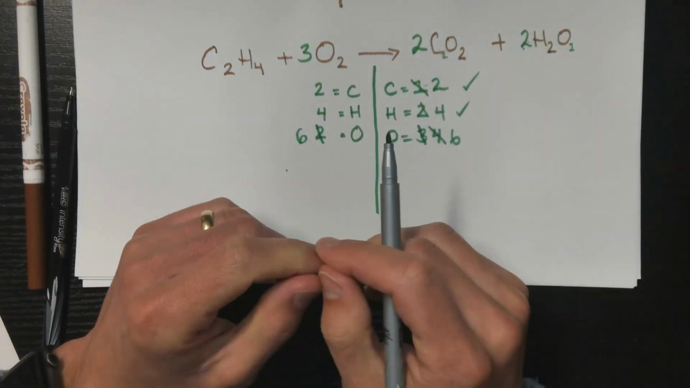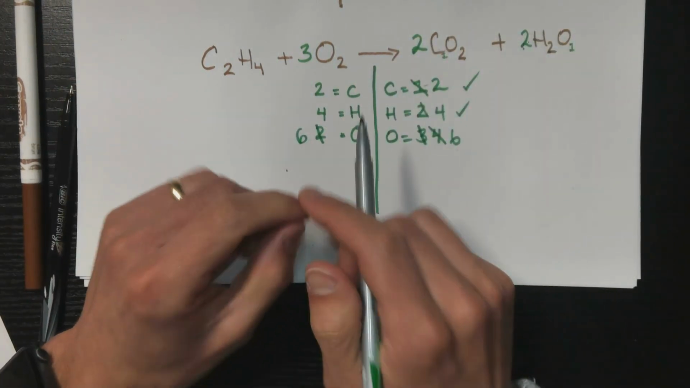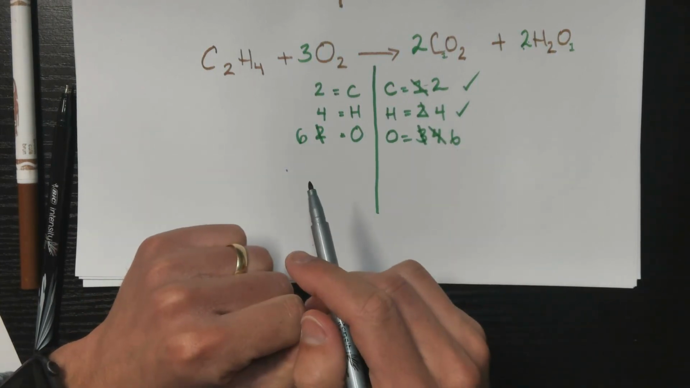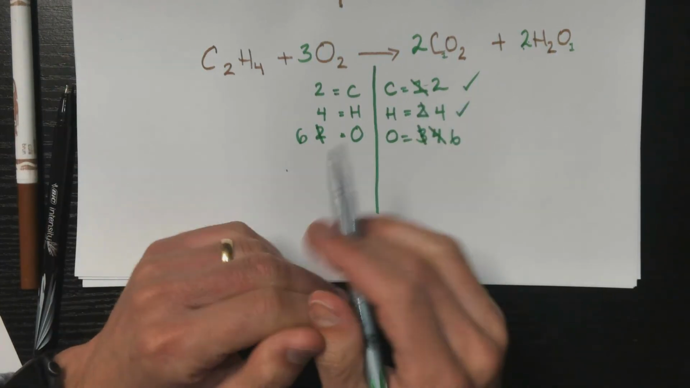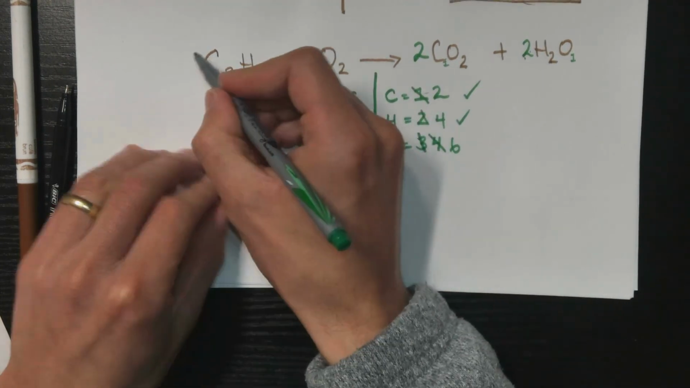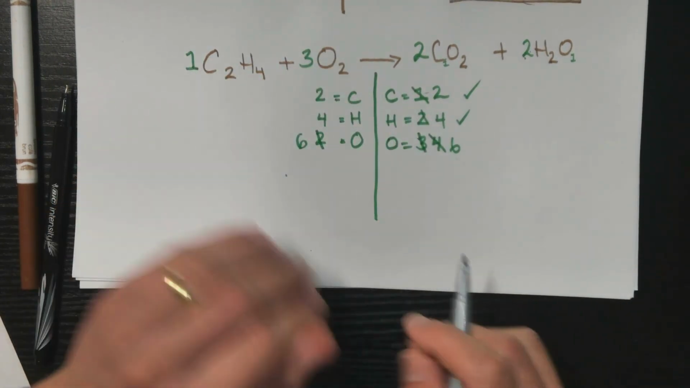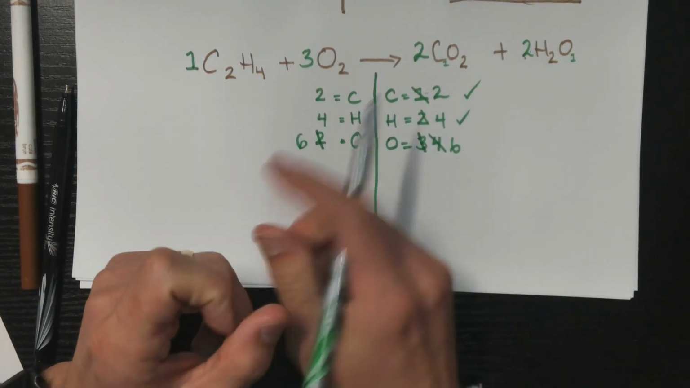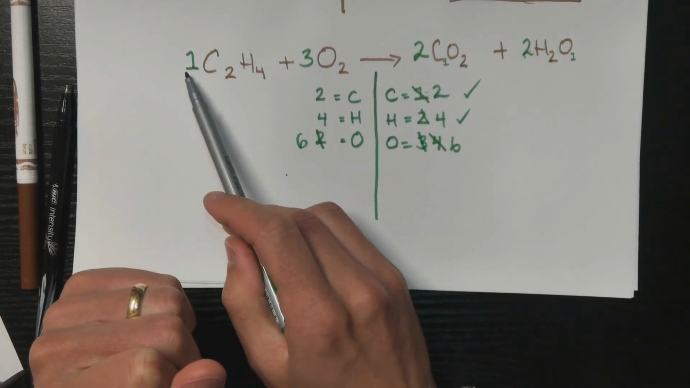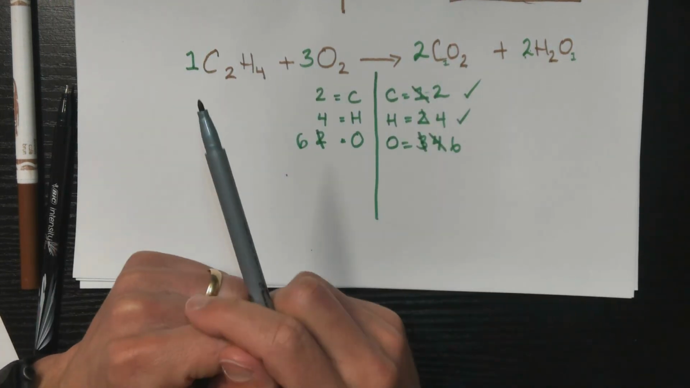So you can use your times tables here to think a little bit about where things are going to go and how much of something you'll need. So the numbers here, remember there's a 1 here. There's always a 1 in front unless we put a different number. The coefficients are 1, 3, 2, and 2.